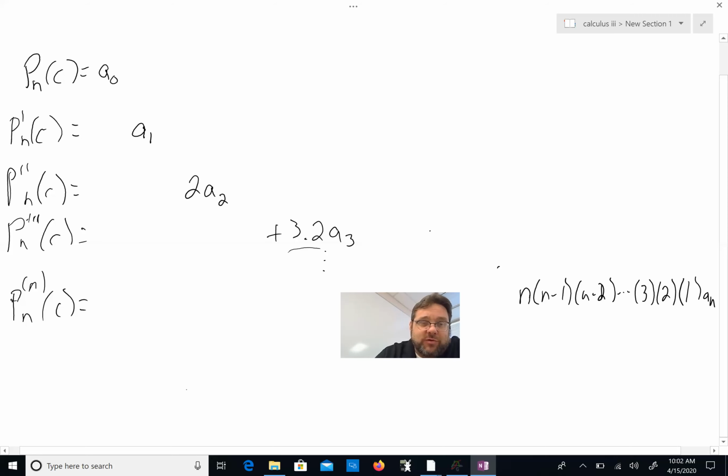So in general, the nth derivative evaluated at C, which is the center, we'll call it, is going to be n factorial times that. All right, and that's true for any polynomial. The nth derivative at C is just going to be n factorial times the nth coefficient.